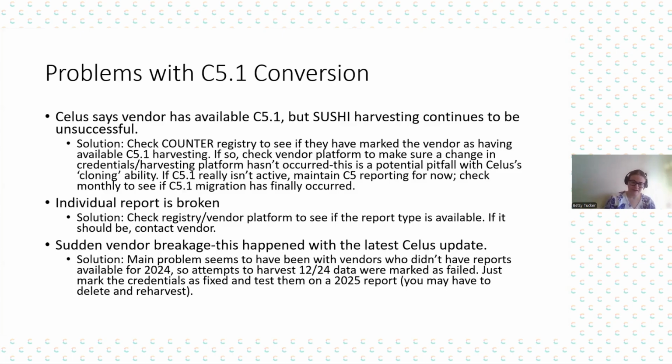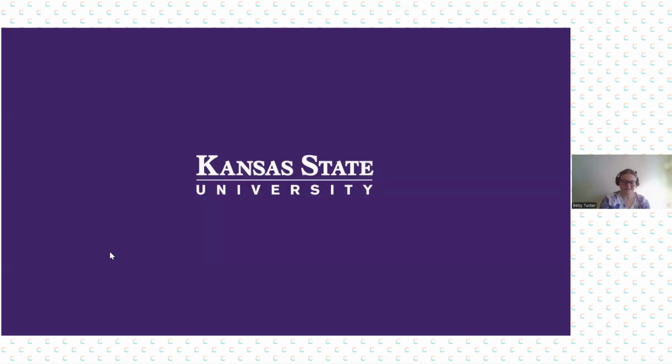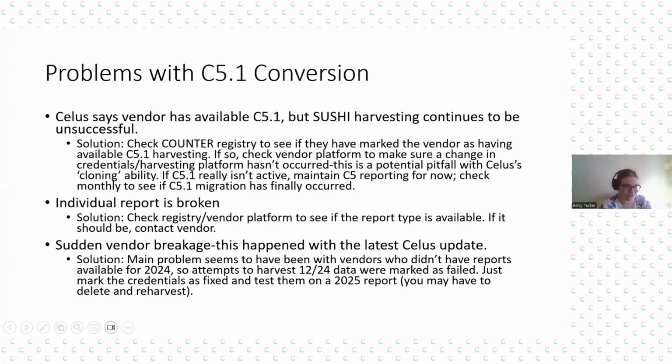I tested them on a 2025 report. I did have to delete and reharvest, so you may want data that's early in the year that's from a report you use less often. And then I reharvested, and for the most part, that fixed everything. They realized that that data was harvesting successfully, let the credentials be fixed, and we'll move on from there. So I guess in conclusion, I would say that CELUS, even though it's perhaps imperfect, has really been an improvement as far as our usage harvesting capabilities.